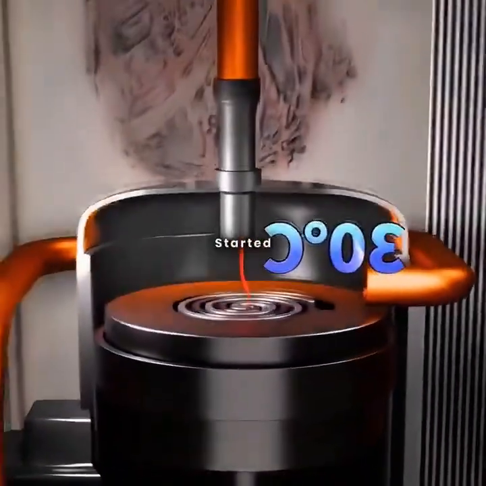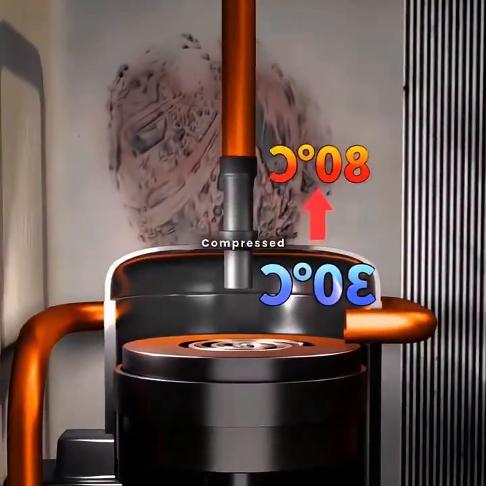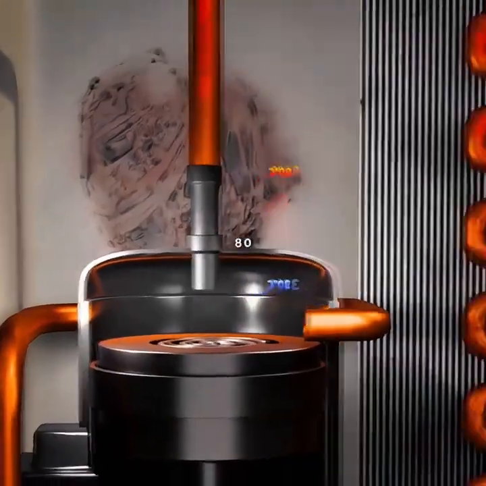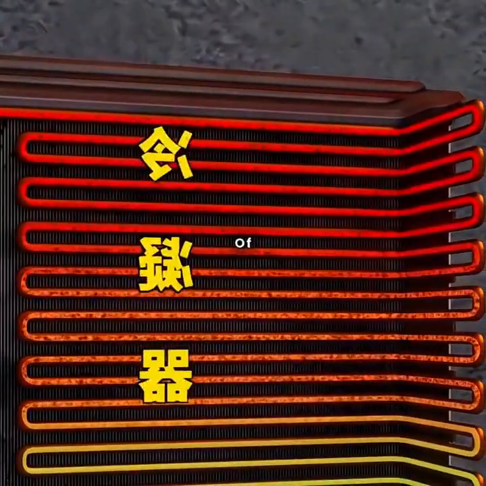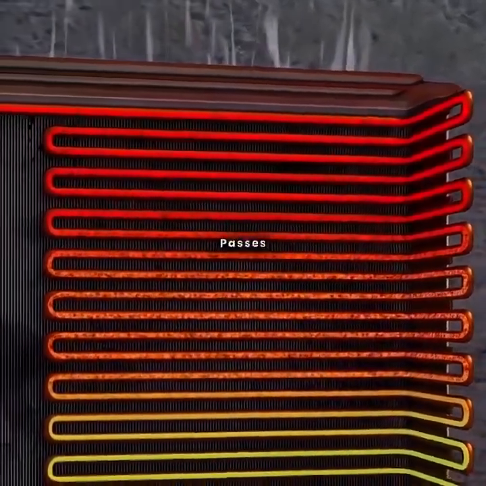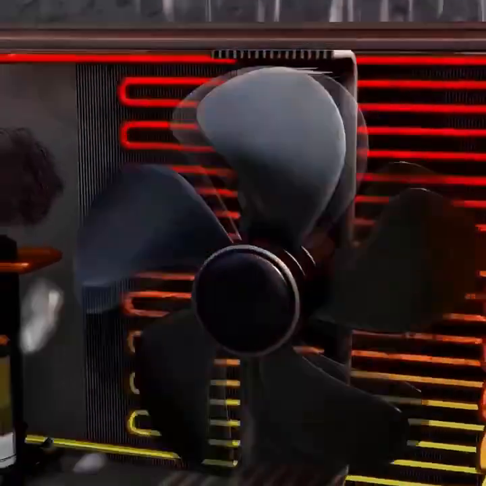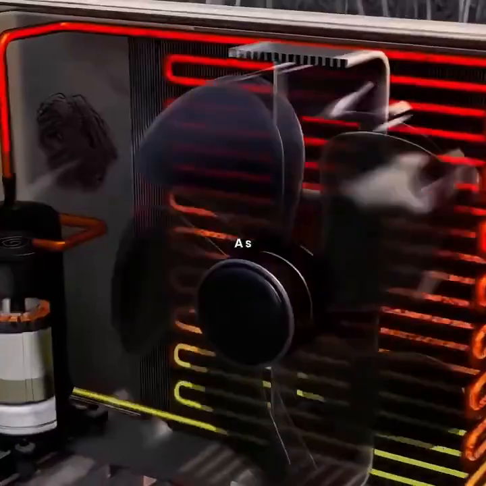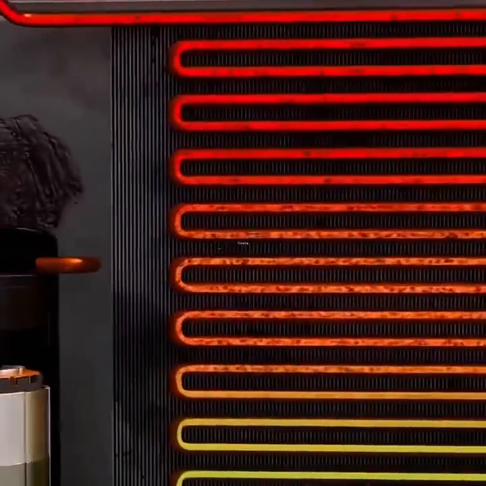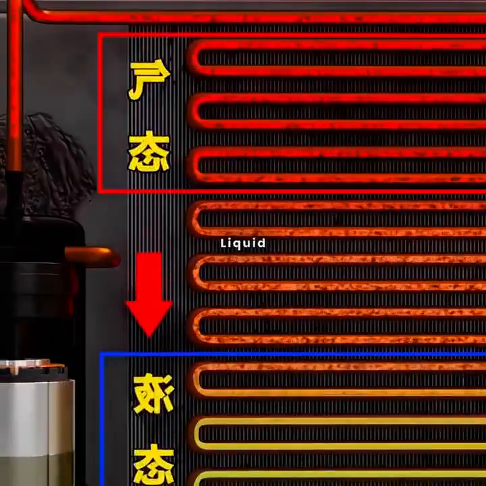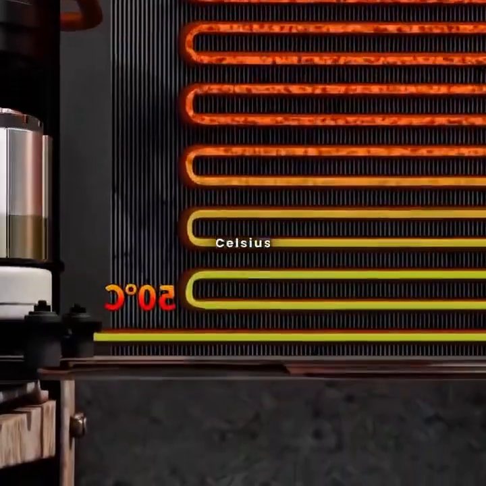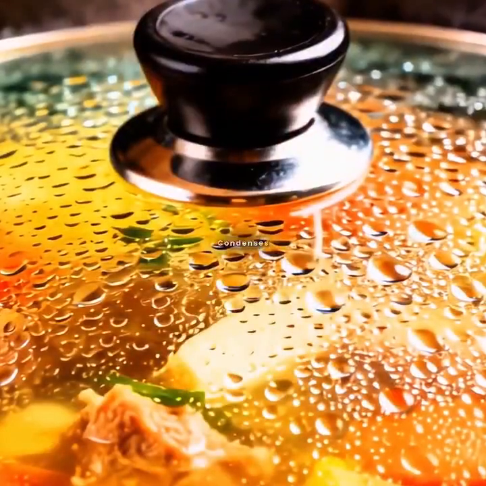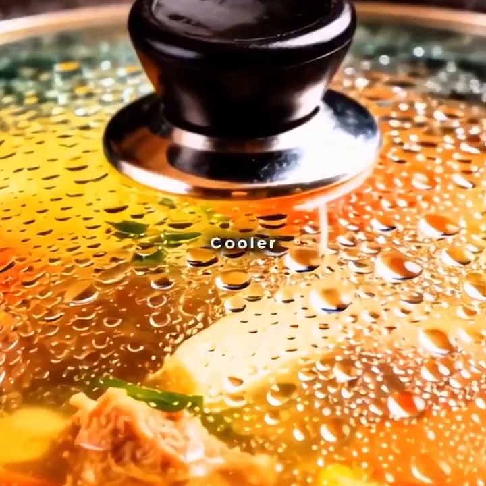A gas that started at around 30 degrees Celsius is compressed until its temperature rises to over 80 degrees Celsius. This extremely hot gas then flows into a network of copper tubes called the condenser. Heat passes through the tube walls and is carried away by a fan blowing air across the coils. As the refrigerant travels through the condenser, it cools and changes from a gas into a liquid. By the time it leaves, it has become a high-pressure liquid at about 50 degrees Celsius. It's similar to the way steam from a boiling pot condenses into water droplets when it touches a cooler lid.